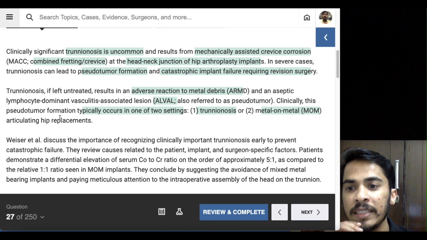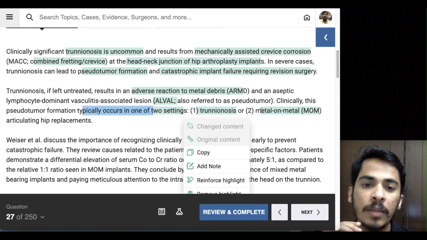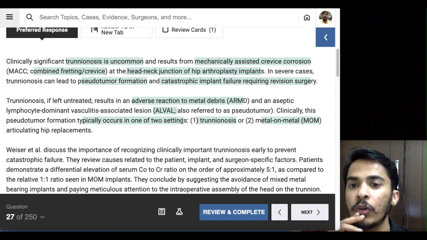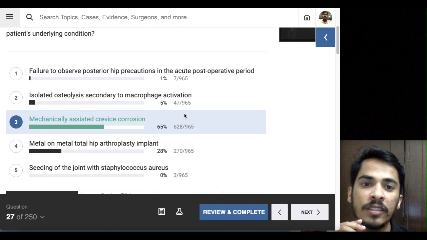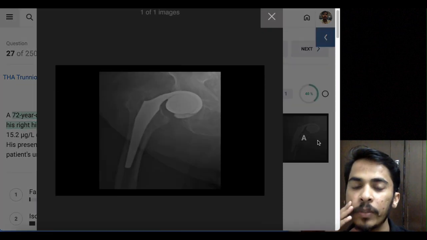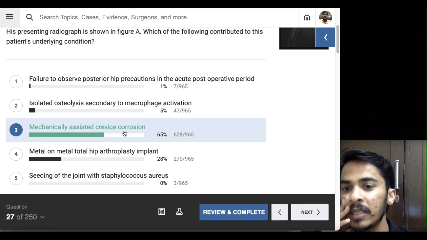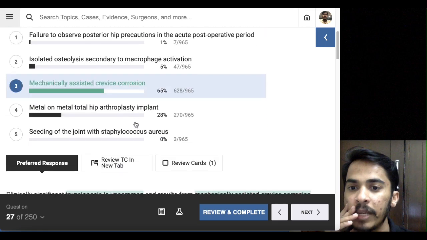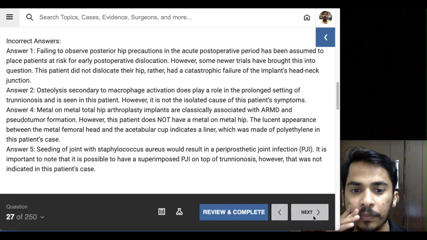Clinically, pseudotumor formation typically occurs in two settings. Typically, it occurs in metal-on-metal articulating hip implants, but trunnionosis is the other cause of adverse reaction to metal debris. In this image, we can see that it is not a metal-on-metal implant, but trunnionosis due to mechanically assisted crevice corrosion is the cause of high metal levels in blood and failure of the implant in this patient. Next question.